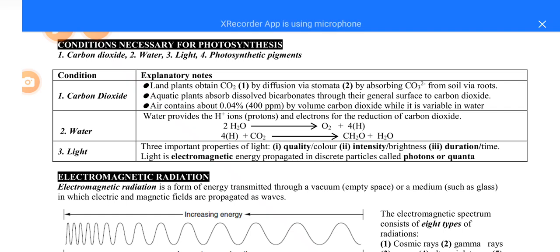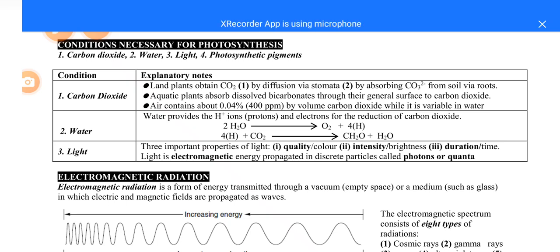By the way, when you look at light as a condition for photosynthesis, it is also classified into 3 properties. One is quality, that is color. Then Roman number 2 is the intensity, that is brightness. And Roman number 3 is duration, that is time. That's how light is classified. Then we are saying down there that light is electromagnetic energy propagated in discrete particles called the photons or the quanta.